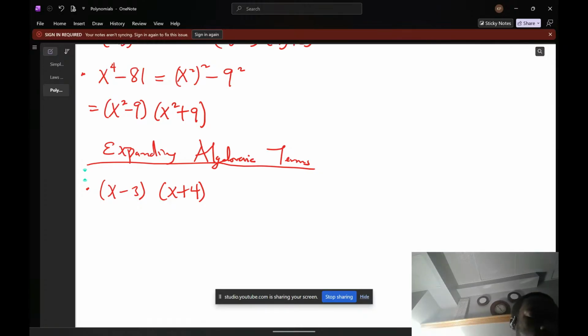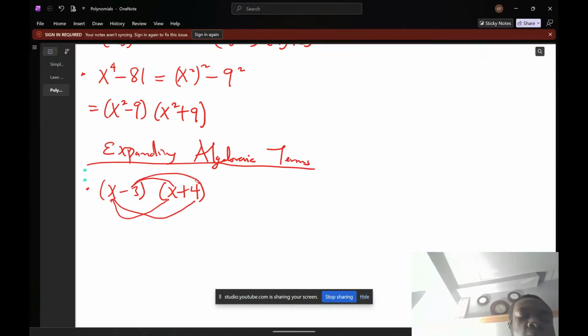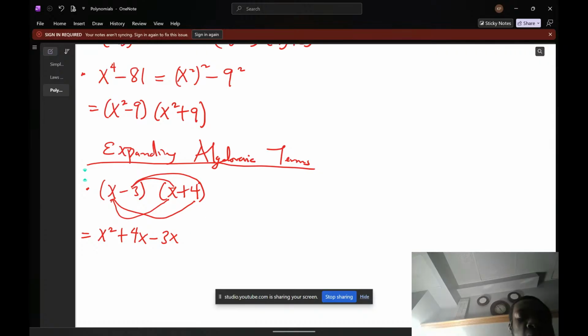So if we wanted to expand, this will multiply this, this will multiply this, this will multiply this, this will multiply this. So x times x will give us x squared. x times plus 4 will give us plus 4x. Minus 3 times x will give us minus 3x. Minus 3 times 4 will give us minus 12. So now we have it equals to x squared plus 4x minus 3x is plus x minus 12. Okay. So that's the answer.